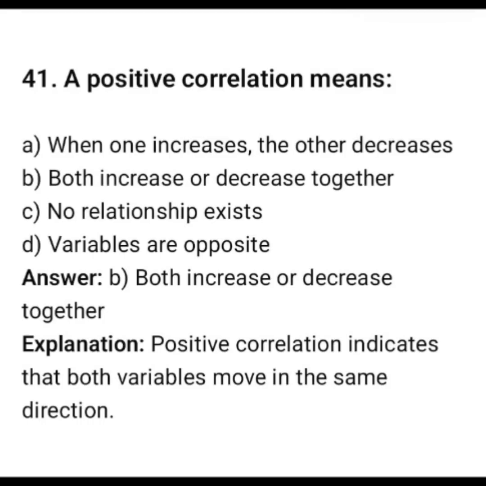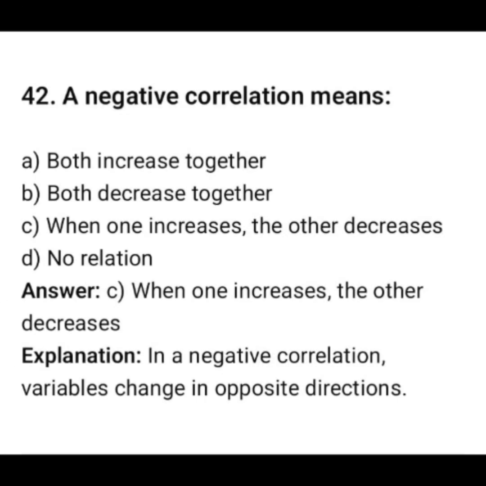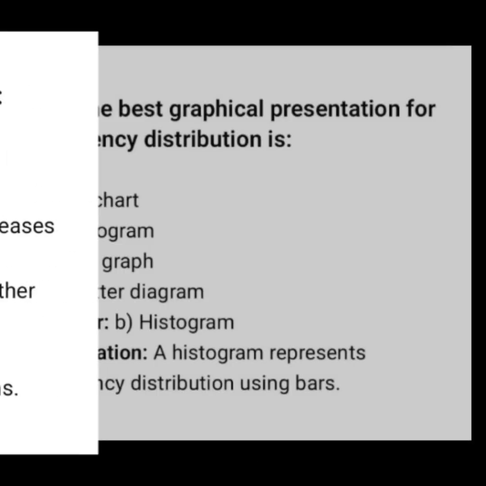Positive correlation means: when one increases, the other decreases; both increase or decrease together; no relationship exists; variables are opposite. The correct answer is option B, both increase or decrease together. Positive correlation indicates that both variables move in the same direction. Negative correlation means: both increase together, both decrease together; when one increases, the other decreases; no relation. The correct answer is option C, when one increases, the other decreases. In a negative correlation, variables change in opposite directions.